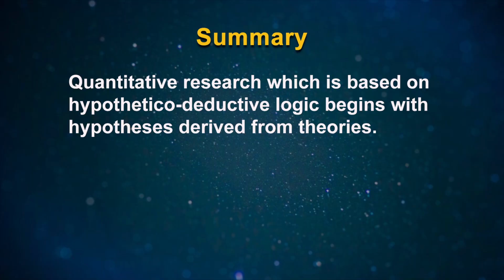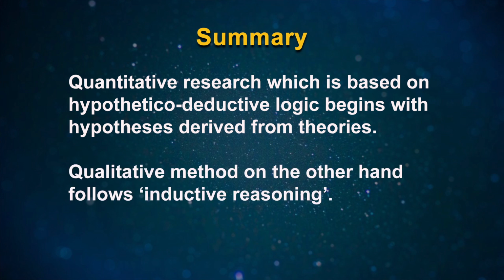Quantitative method is based on positivistic philosophy, whereas qualitative method follows interpretivism. Quantitative research, which is based on hypothetico-deductive logic, begins with hypotheses derived from theories, whereas the qualitative method, on the other hand, follows inductive reasoning. The main purpose of qualitative research is to describe social phenomena, individuals and events in a natural setting. The primary purpose of quantitative research, on the other hand, is to describe individuals and events in a natural setting.